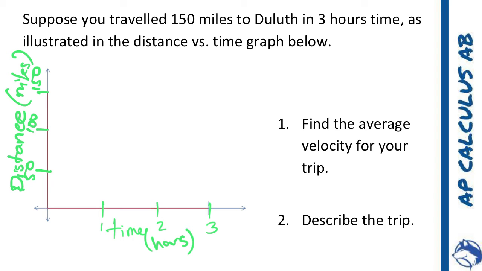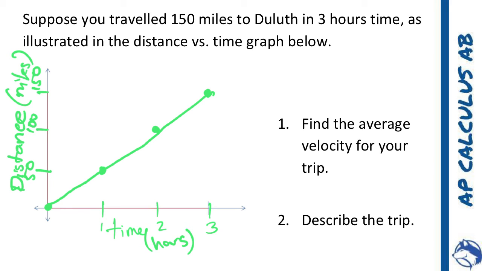If we did this in 3 hours, at 0 we would not have gone anywhere. In 1 hour, we'd go about 50 miles. In 2 hours, we'd go about 100. In 3 hours, we'd go about 150 at the end. So if I drew this, it would look kind of like that.